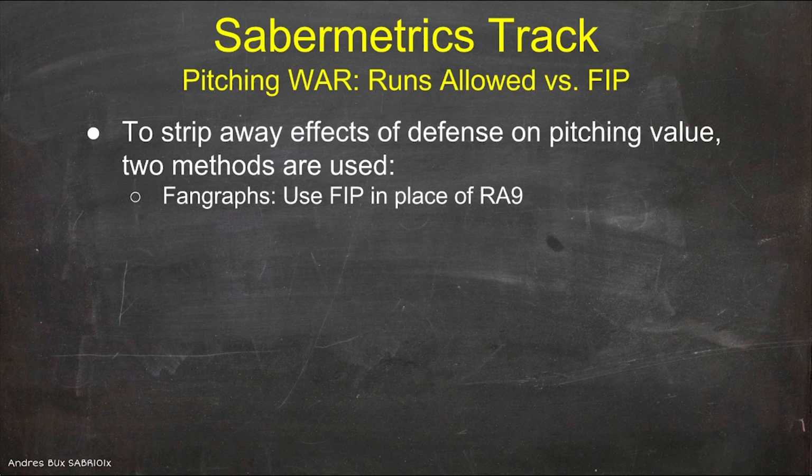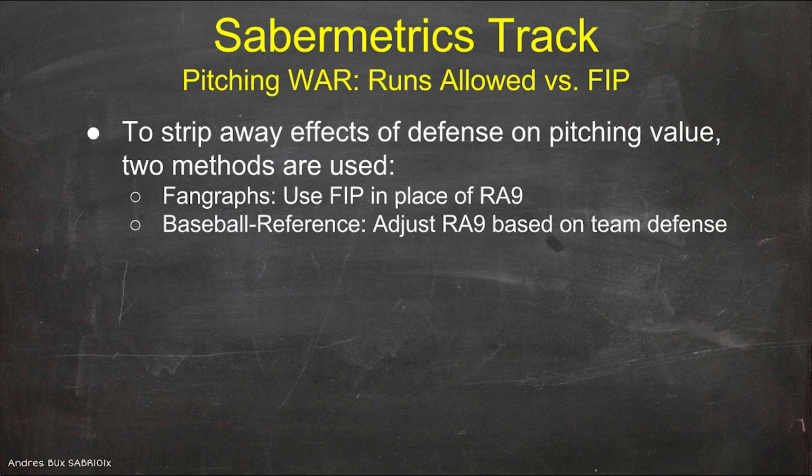There's two basic methods used by Fangraphs or Baseball Reference. Fangraphs uses fielding independent pitching instead of runs allowed per nine. Runs allowed per nine, even though it's better than ERA, still has some measures of defensive ability in the runs allowed metric. Baseball Reference, to take defense out, adjusts runs allowed per nine based on the team defensive skills.